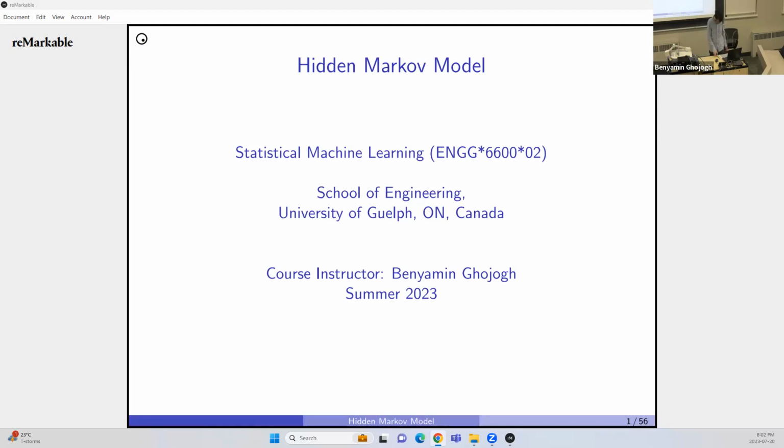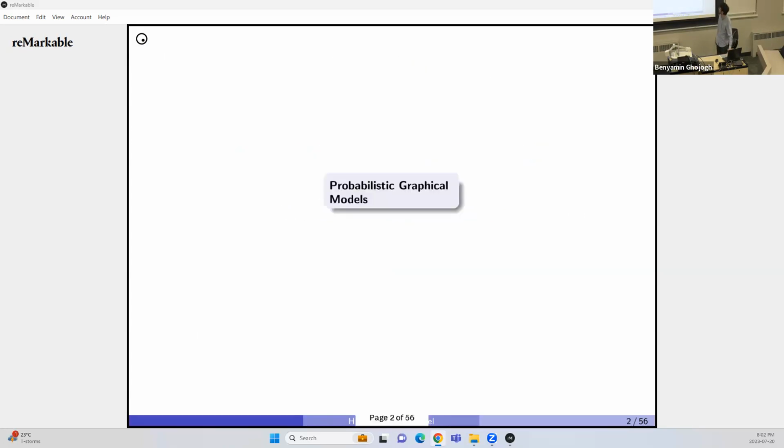Hidden Markov model, or HMM. Okay, first off, let's talk about probabilistic graphical models a bit.